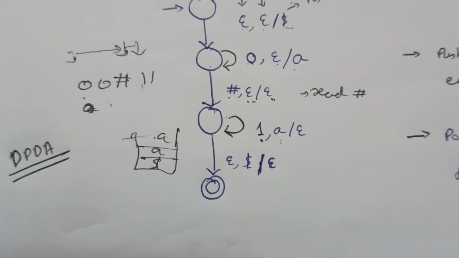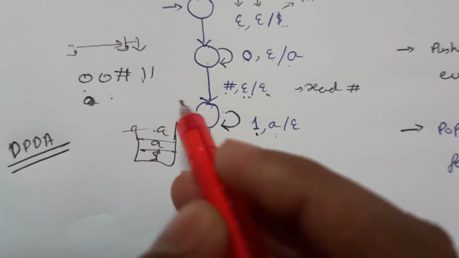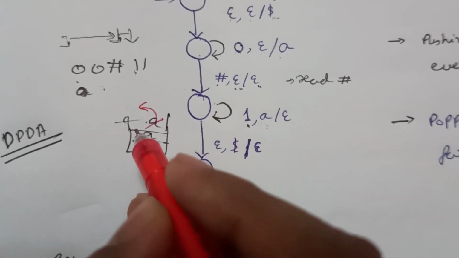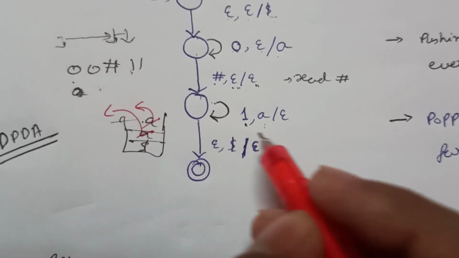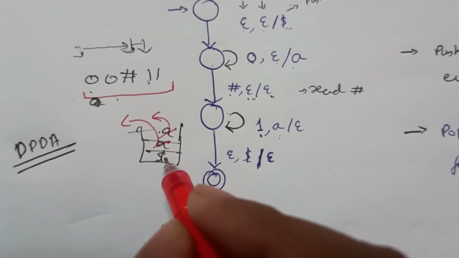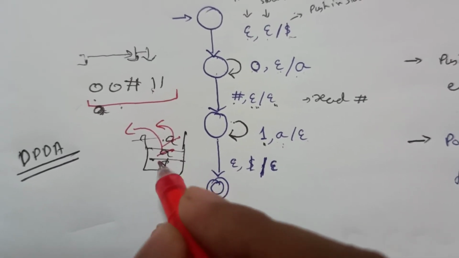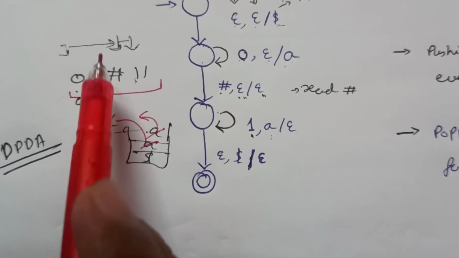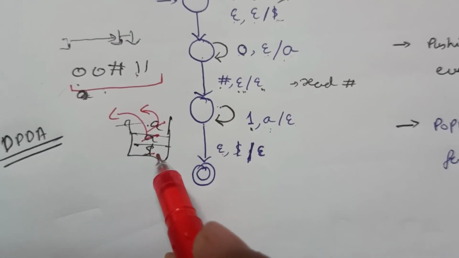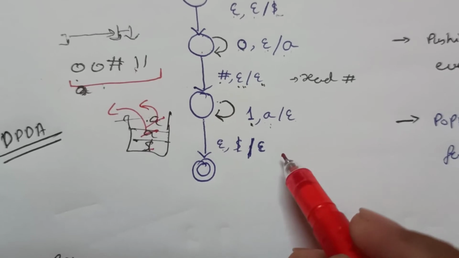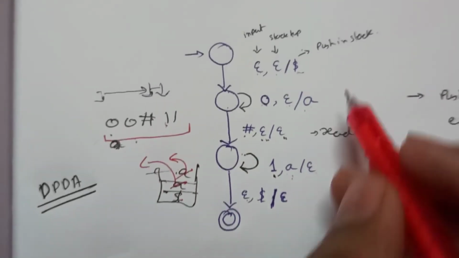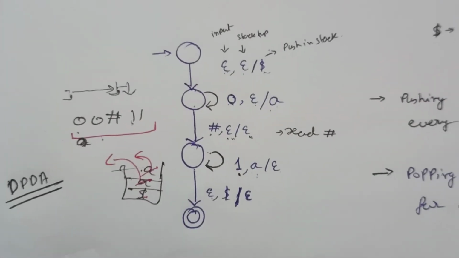So for the first 1 we pop this a out, and for the second 1 we also pop this a out. Okay, so now our string is completed. Now we only have the marking dollar as our stack symbol. So now we read null from our input string, and with the marking dollar on the stack, we replace this marking dollar with null. So now our stack is also empty, and we have reached our final state. So this is the DPDA which we have designed.